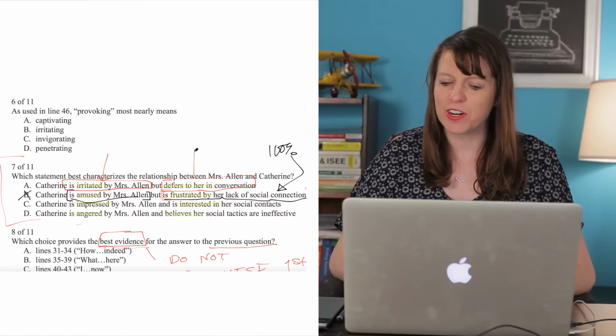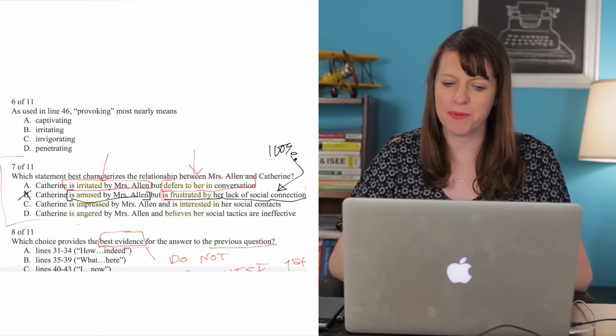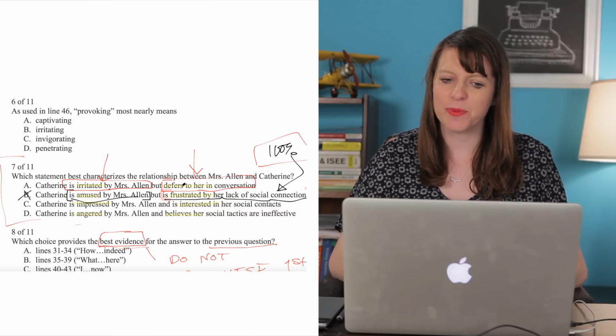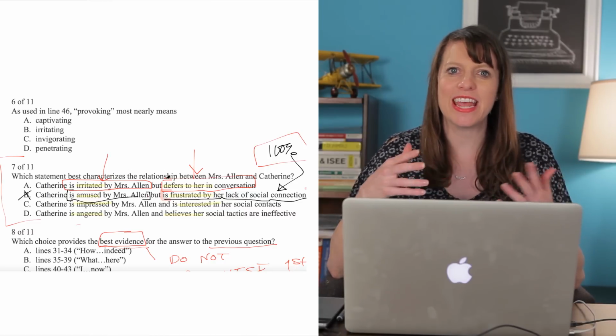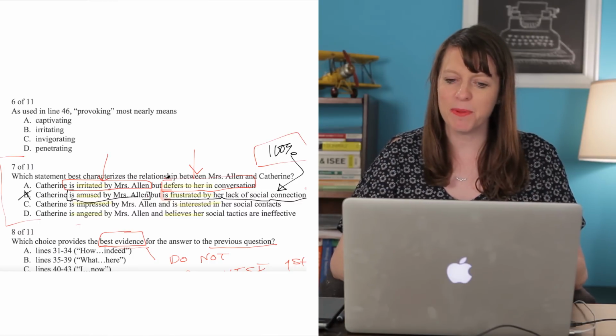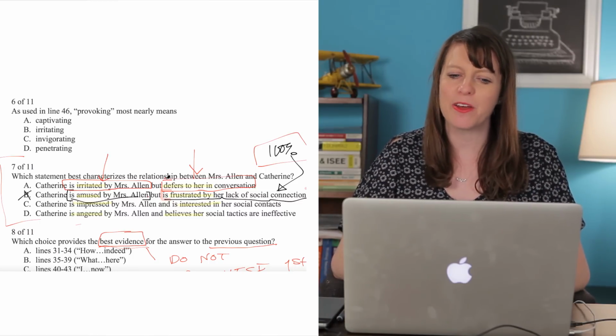She also defers to her in conversation, and there's an example of that we can find. But A is the right answer because it's 100% right, because both of these elements are right, even if they're only 70, 80, 90% right each. That's better than having one 100% right and another one that's wrong.